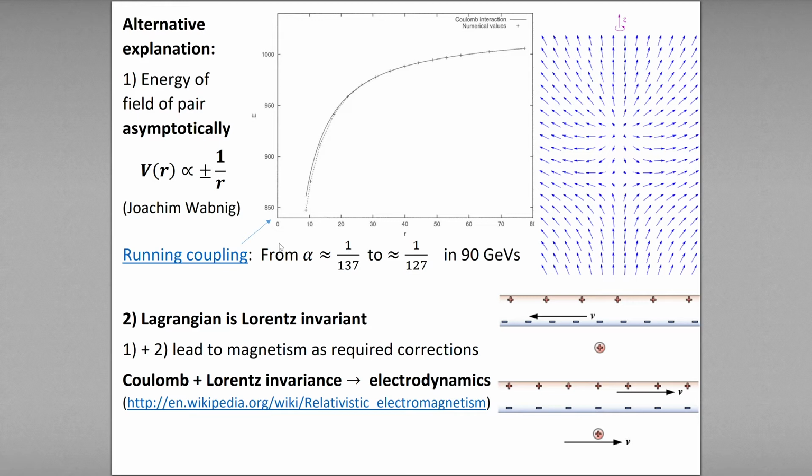Having this Coulomb interaction, this theory is Lorentz invariant, and we know that a Lorentz invariant theory with Coulomb interaction also leads to magnetic effects. So having Coulomb interaction plus Lorentz invariance, you get the entire electromagnetism. So we can see that indeed these simple electron models are governed by electromagnetism.